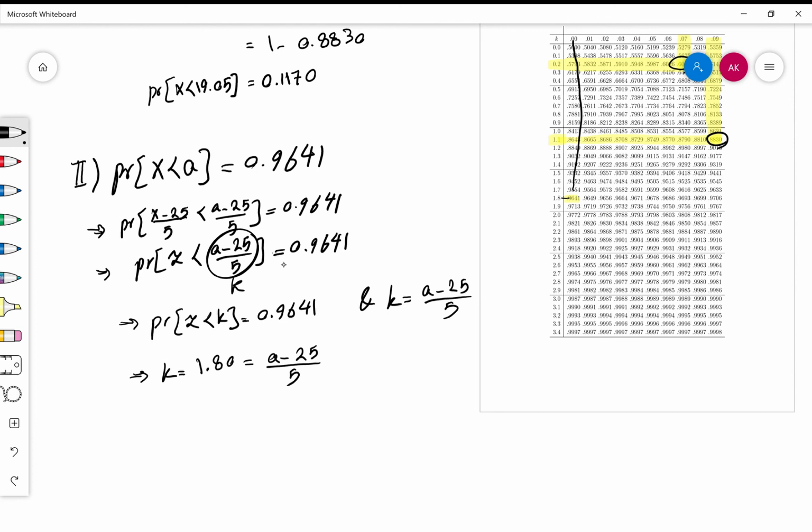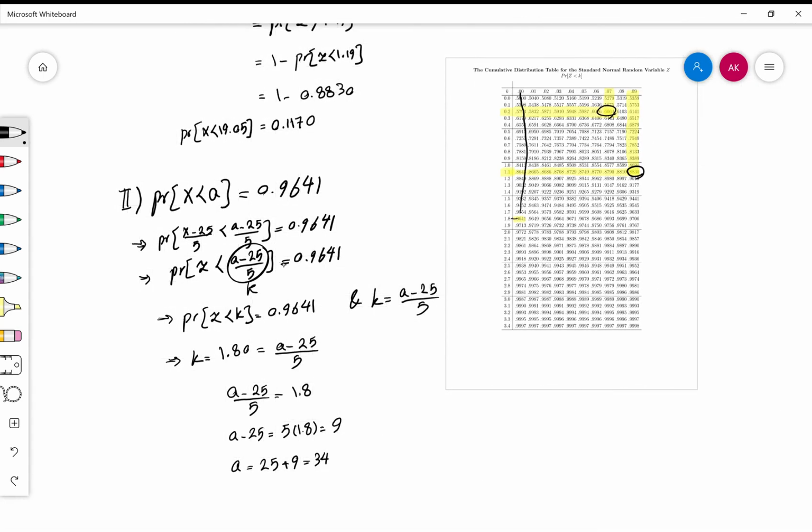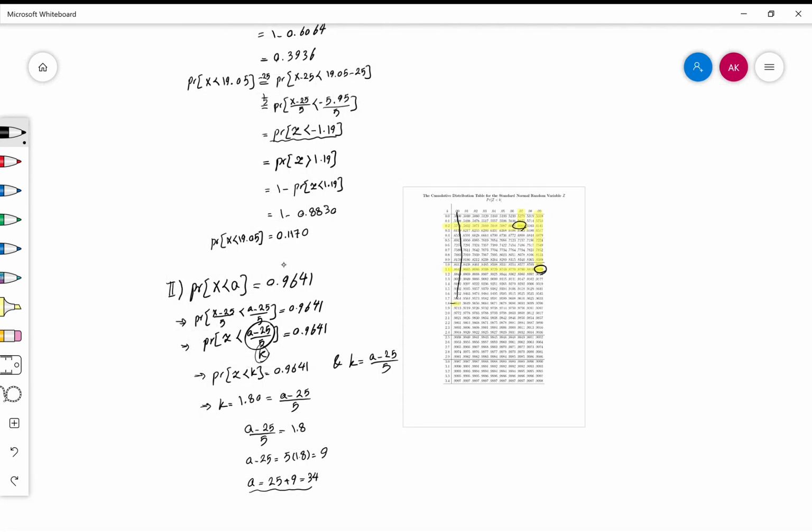Now we have a minus 25 over 5 is equal to 1.8, and I can multiply both sides by 5, get 5 times 1.8, which is what? This is 9. Absolutely, yes. And then a equals 25 plus 9, which is 34. The number a we were looking for was related to this k that we found from the table, and then we find a, and that a is what we were looking for.